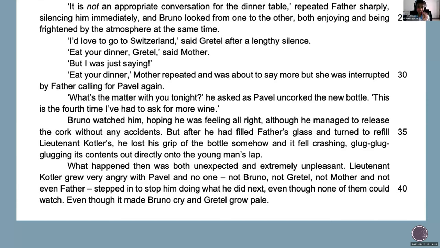Since Lieutenant Kotler is working in the military, he might maybe shout very loud. Yeah, so yes, okay. So shouted at him, hit him. All of this would fit with the reaction of Bruno and Gretel, right? When you are in a room, especially if you are a small child, and somebody suddenly gets very violent or very loud or very threatening, you will cause the children to cry. Do you all agree with me? When something really loud or really violent happens, it can trigger that reaction in the children.